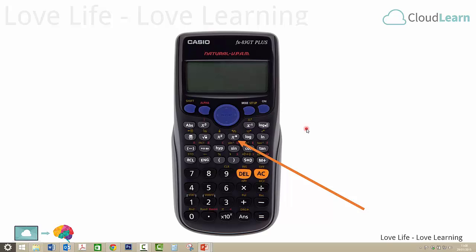On your calculator you might have a different button for the x to the power or x to an index, so you would have to look at your manual and find out which button it is you have to press. Then it will probably work through exactly the same way as we've just done with this calculator.